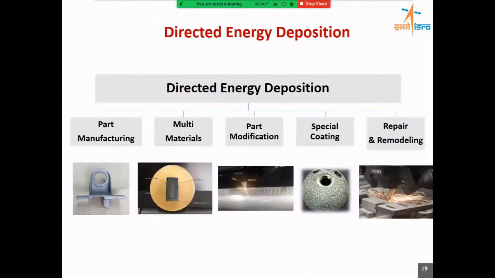Coming to directed energy deposition, it is mainly used for manufacturing of large size parts, and also we can go for manufacture of multi materials. And also wherever you need some modification or repair of the parts, you can go for this directed energy deposition. That is called repair and remodeling. And there are some bio applications, like a hip socket, wherein you need a special coating. So directed energy deposition is one such technique which can be used.